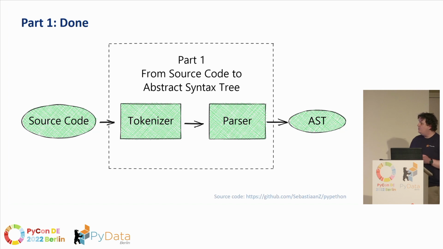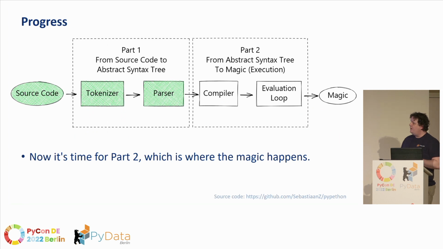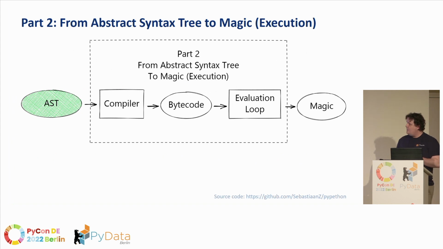And now we're actually done with the first part. We can take the source code, just characters, and turn it into an abstract syntax tree. Well, that's nice and all, but we're not quite there yet, because what is an abstract syntax tree? It doesn't do anything yet. So now we have to take that abstract syntax tree and turn it into something that we can actually execute, and that is the job of the compiler. The compiler will take the abstract syntax tree and turn it into something called bytecode. Bytecode is then executed by the evaluation loop, and that is where things actually happen.